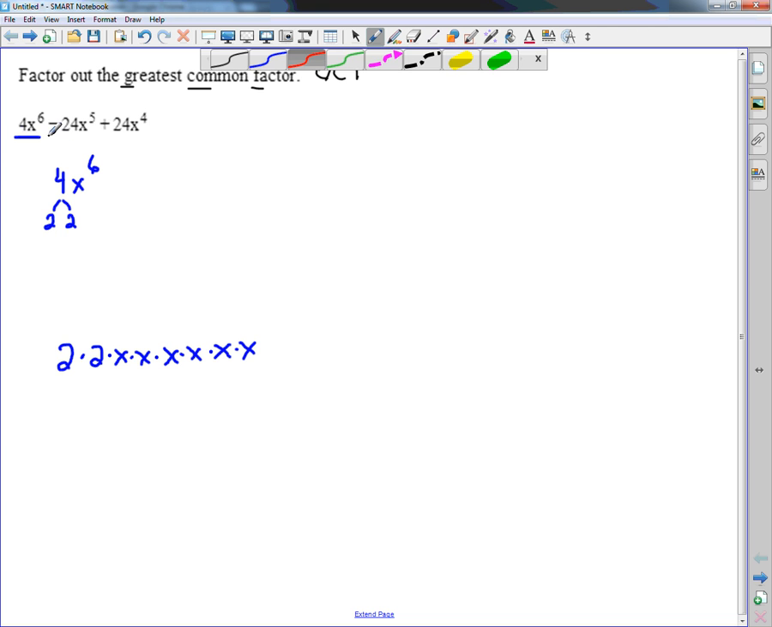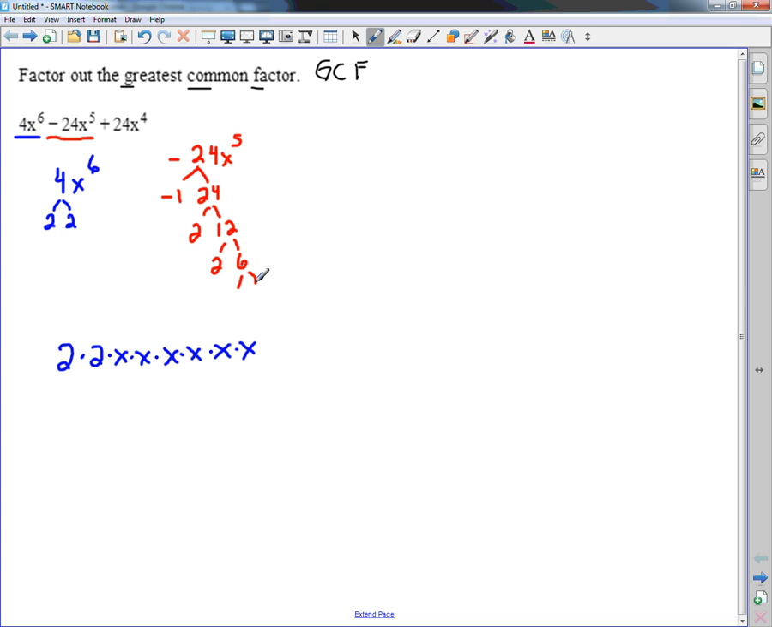My next term is minus 24x to the 5th. Now the first thing we want to do is take out the negative 1 and then break down 24. So that's 2 and 12, 2 and 6, 2 and 3. So I have minus 1 times 2 times 2 times 2 times 3, and this time we have 5 x's.